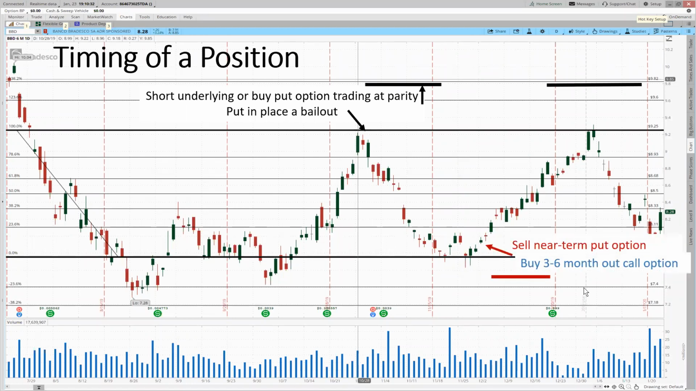Wait. And once I've bottomed, I'm going to sell a near-term put option, buy a 3 to 6 month out call option as protection. Let that put option expire worthless. Roll out the call option, rinse and repeat, rinse and repeat, rinse and repeat.